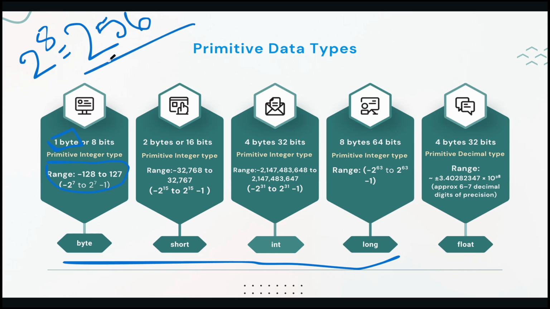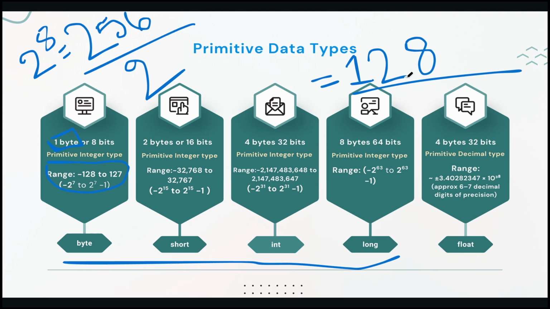So 256 numbers that you can store in the byte data type. Now there are negative numbers also, so dividing by 2 will store an equal number of negative numbers and positive numbers, and then the negative and positive number problem is solved. So how much will we get? Dividing 256 by 2 we get 128. So 128 negative numbers, 128 positive numbers. So it is written here minus 128 to 127.